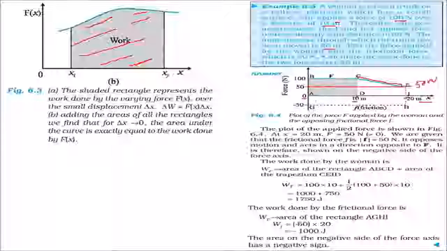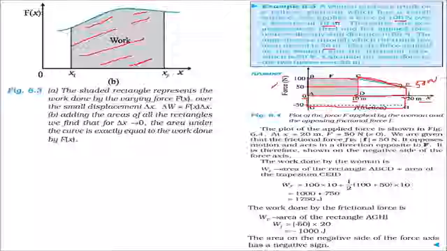This is x, this is F, force in newton. In this case, 100 newton is there, and it goes up to 10 meter. So we have a block here. Then for another 10 meter, this reduces progressively till it comes to 50 newton. And the friction force is acting in the opposite direction, so we have to take it in the negative. So this is minus 50. This is a constant frictional force which is acting. We have to calculate the work done by the two forces over 20 meter.